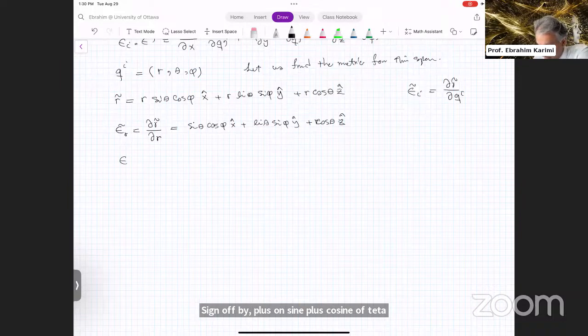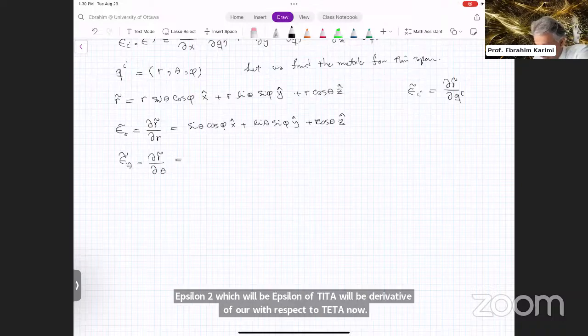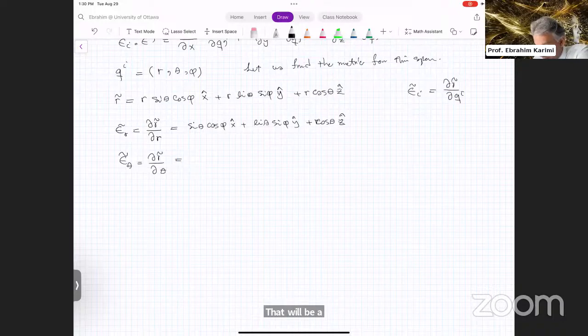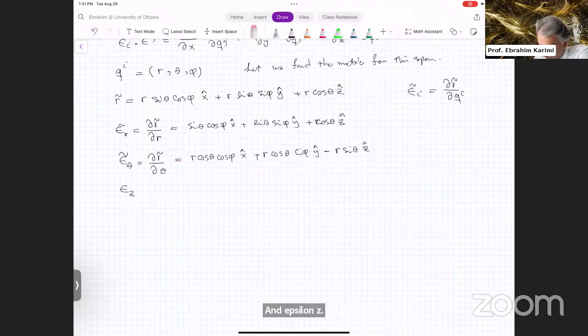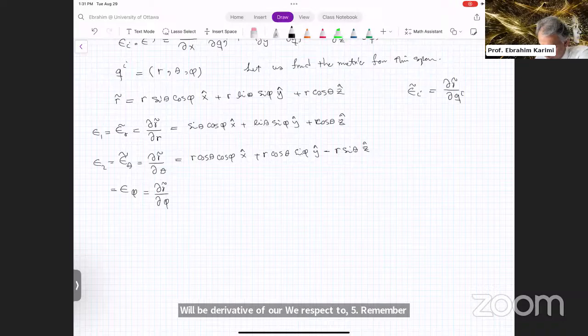And what is going on with epsilon 2, which will be epsilon theta, the derivative of R with respect to theta now. The derivative of sine of theta will be cosine of theta, so that will be R cosine of theta cosine of phi x hat plus R cosine of theta sine of phi y hat, and that will be minus R sine of theta z hat. And epsilon phi will be the derivative of R with respect to phi. Remember, that is epsilon 1, that is epsilon 2, and that's epsilon 3 that we are dealing with.